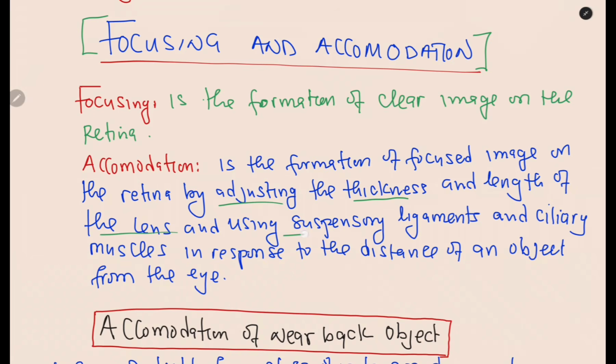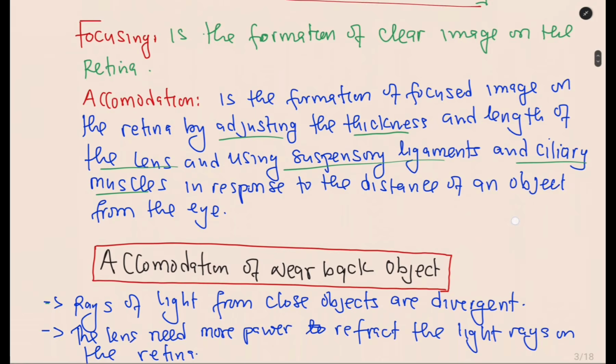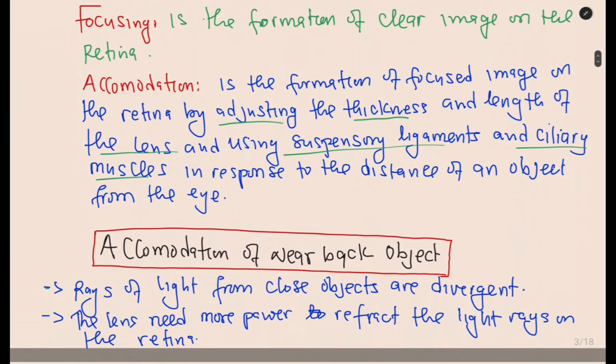These are the functions of the ciliary muscle and suspensory ligament, to enable us to form the focused image in response to the distance of the object from the eye. Since we are looking at accommodation, let us look at how we can form an image from a nearby object and also a far object.